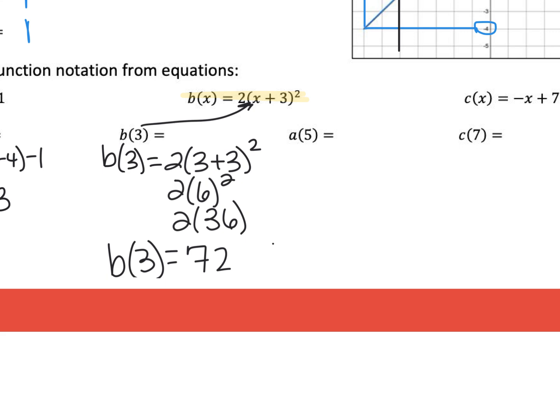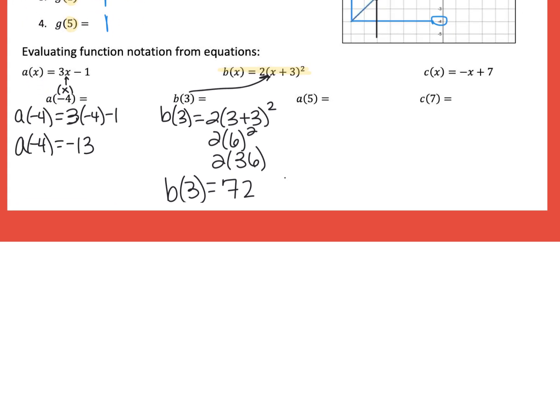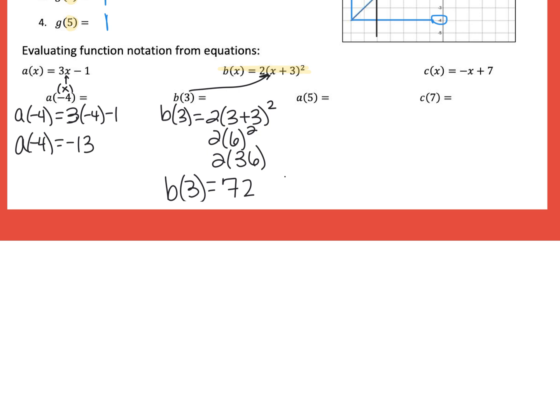This next one goes back to a, so I'm going to zoom out a little bit: a of 5. So a of 5 is equal to 3 times 5 minus 1. I'm going back to that a equation right here because it's got an a. And when we plug that in, 3 times 5 is 15, minus 1 is 14.